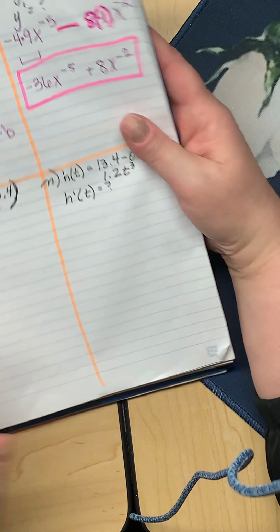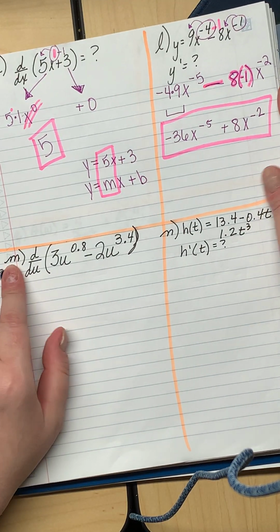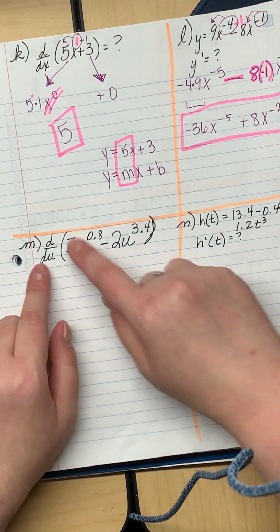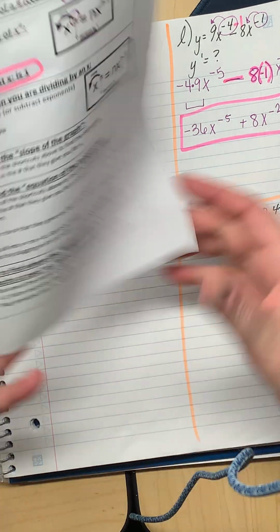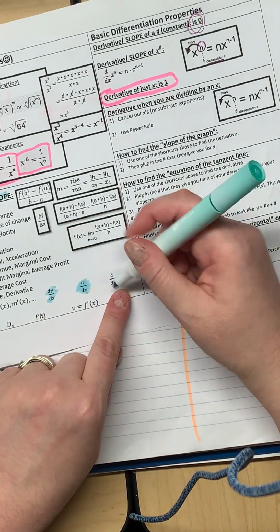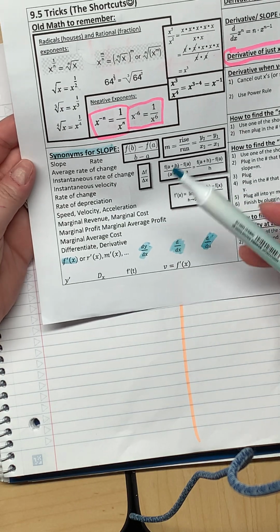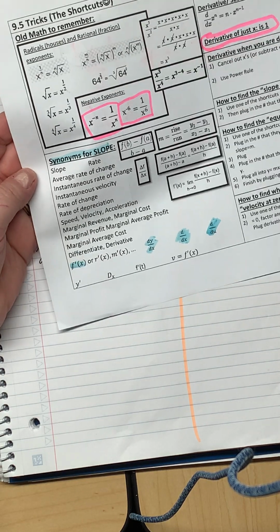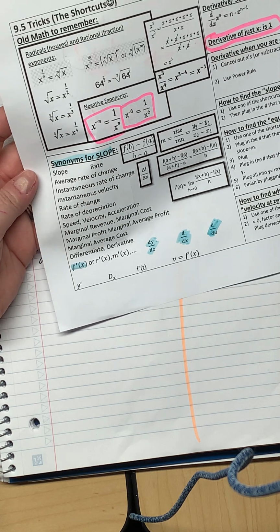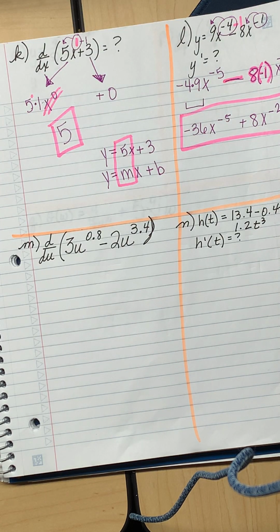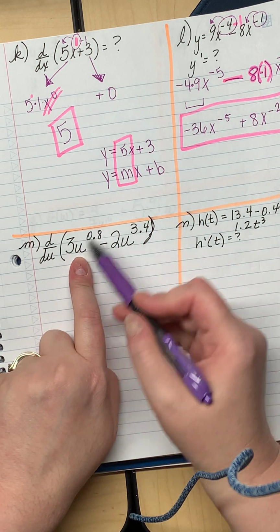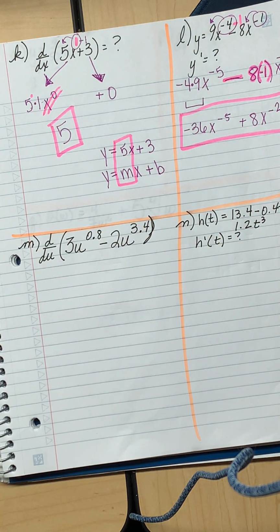Okay, let's look at this letter M. It's pretty much the same thing. It has this weird DDU, but hey, guess what? That still means derivative. We have so many different symbols because derivatives can be applied to math, economics, chemistry, biology, physics, it just goes on. So every subject has their own set of symbols. That's why we're giving you all of them. Okay, so there's a U, but don't panic. It's just like an X.